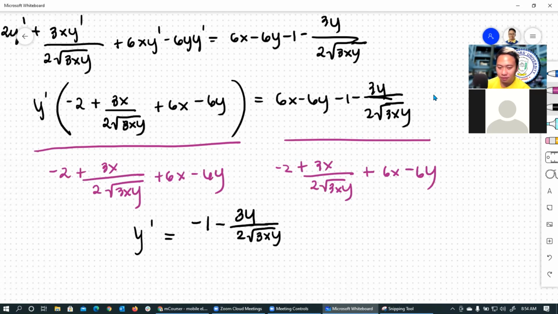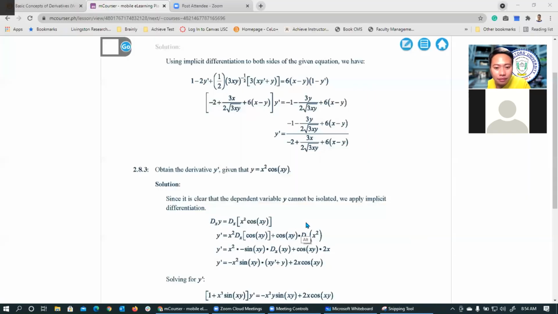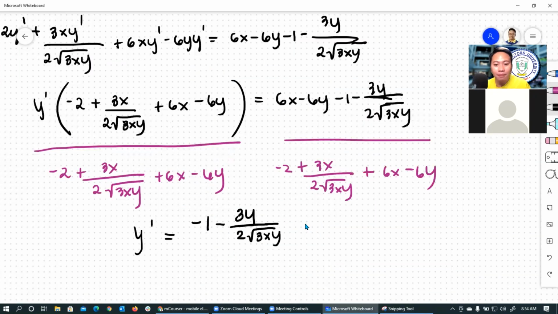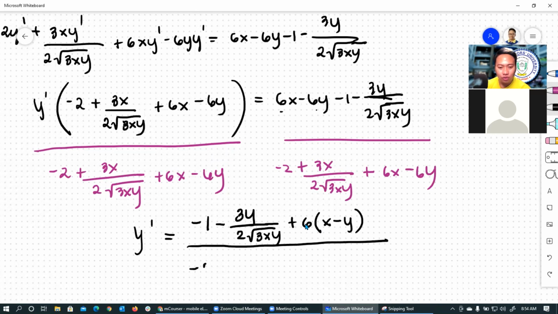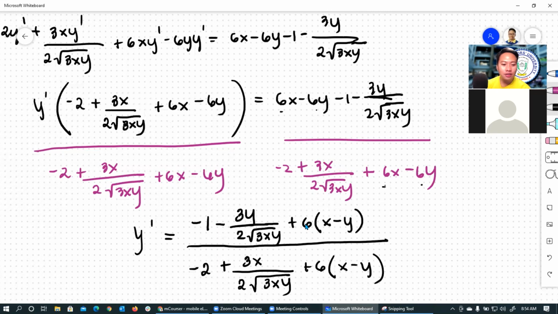Then I'm going to factor the 6 and 6, so that's going to be 6 times x minus y for the numerator. The whole denominator stays: negative 2 plus 3x over 2 square root of 3xy, and I'll factor the 6 there, plus 6 times x minus y. So this is actually the answer.